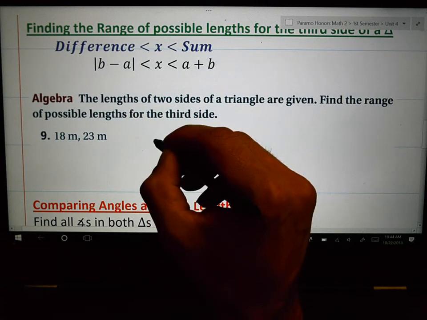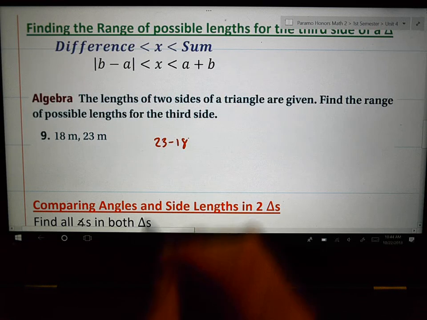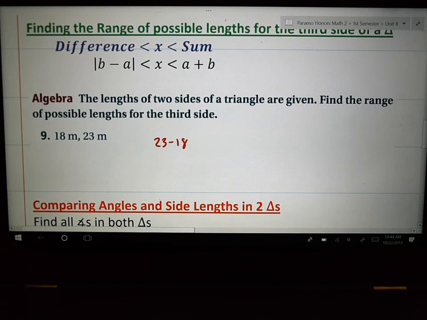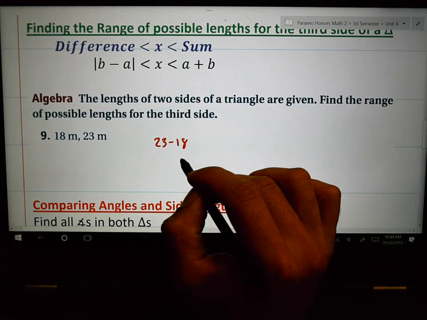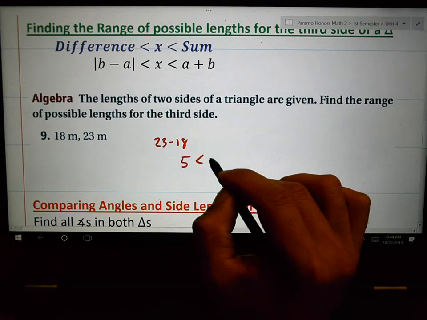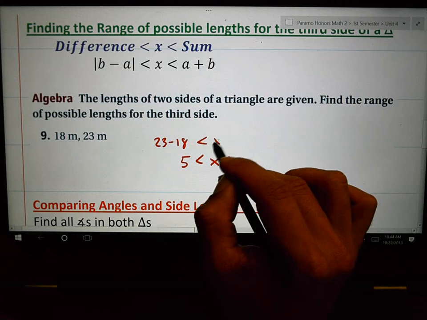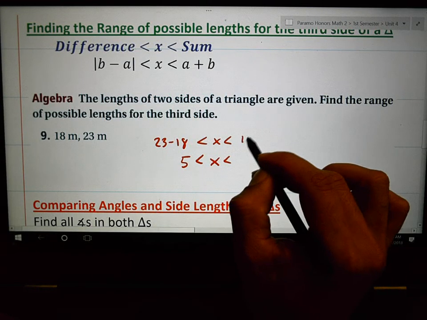I'm going to subtract 23 minus 18. If you did 18 minus 23, that would be fine. It's the absolute value. It's a positive distance. That distance is 5 units. It's less than x. It's less than their sum.